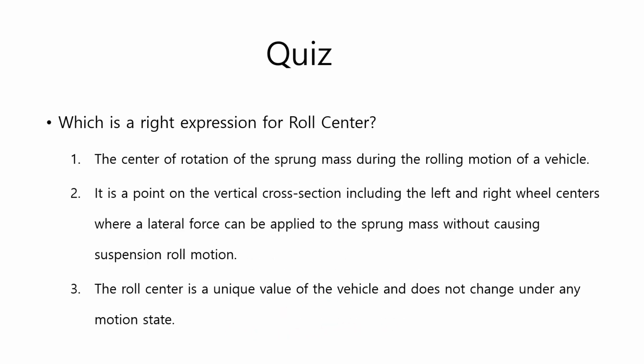I have a quiz for you. Which is a right expression for roll center? Number 1. The center of rotation of the sprung mass during the rolling motion of a vehicle. Number 2. It is a point on the vertical cross-section, including the left and right wheel centers, where a lateral force can be applied to the sprung mass without causing suspension roll motion. Number 3. The roll center is a unique value of the vehicle and does not change under any motion state. Please choose one of 3.